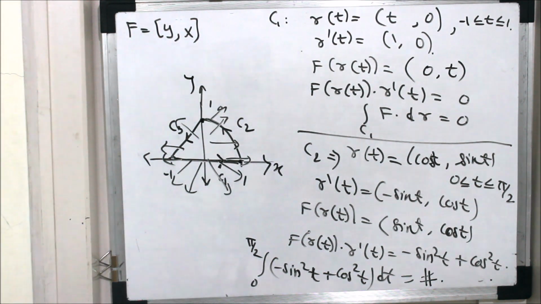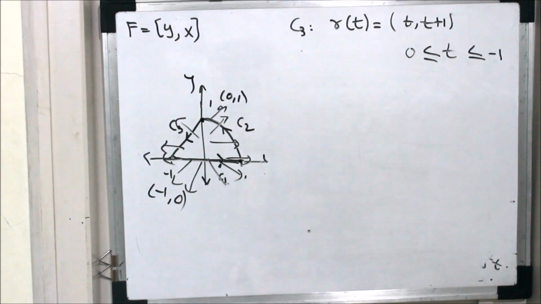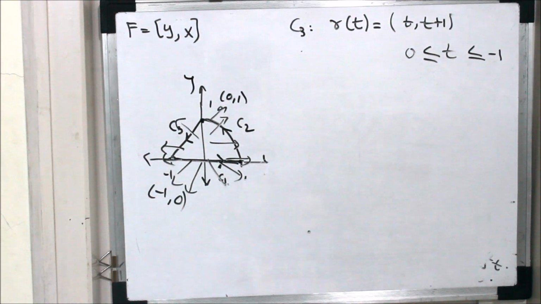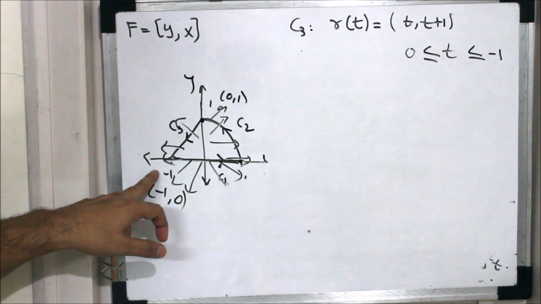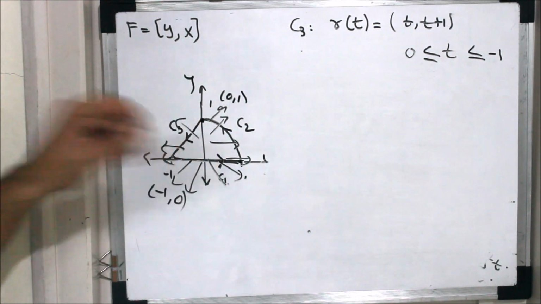And what is the last thing? The last thing is we need to solve along the curve C3. Okay, so let's go for the third curve. So what is the third curve? The third curve is nothing but a segment joining 0, 1 and minus 1, 0. So this is the segment which I need to parameterize now.